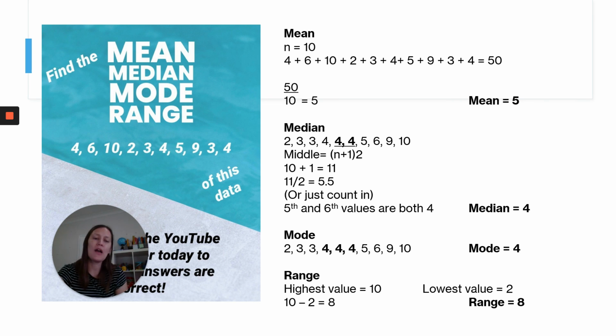And the range, my highest value to my lowest value, was 10 down to 2. 10 take away 2, or 10 subtract 2, gives me 8. So my range was 8. So the mean was 5, the median was 4, the mode was 4, and the range was 8. How did you go?